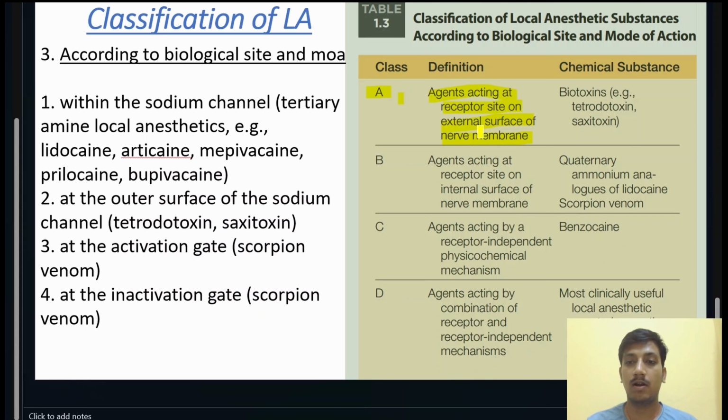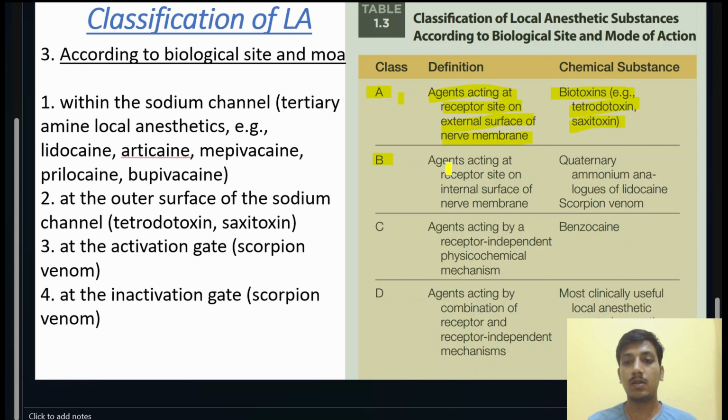surface, as we discussed earlier, the LA injected into the tissue spaces breaks down into the ionized and unionized form. As we discussed earlier, the ionized form remains at the outside and binds to the receptor site on the external surface of the membrane. These are the LA which act on the receptor site on the external surface according to the mode of action. Here we can see the biotoxins, in which tetrodotoxin and saxitoxin are the names.